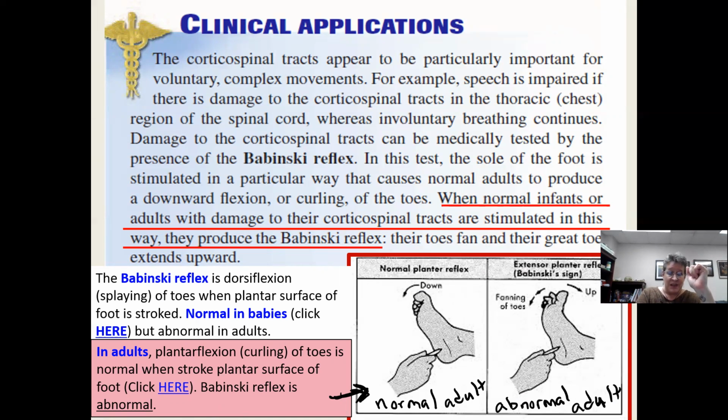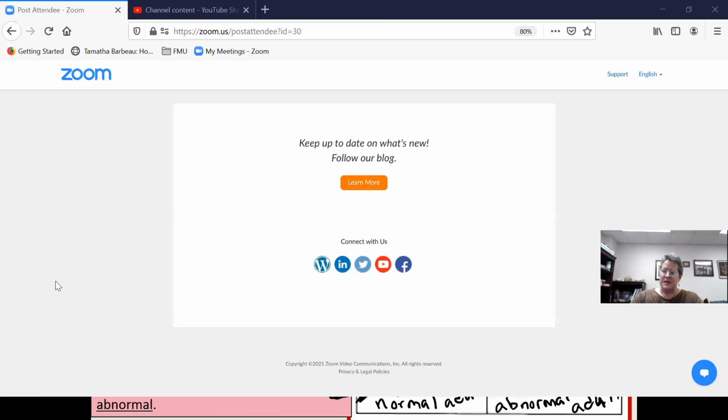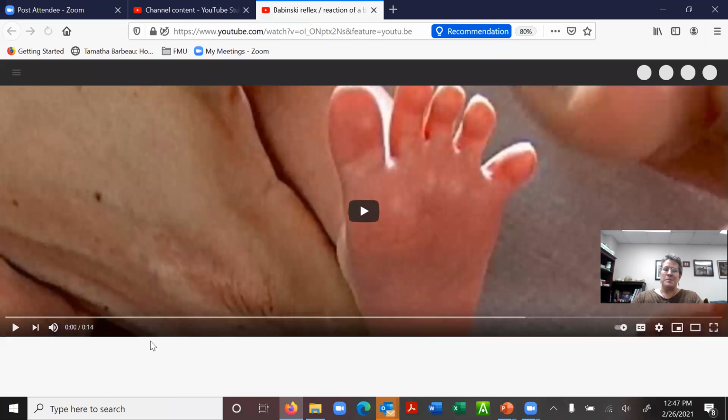In an adult, if you do that same thing, they shouldn't flare their toes up. What will happen if you do it to an adult? They'll curl their toes down, okay? So a normal Babinski reflex for a baby, toes flare up. An abnormal Babinski reflex for a baby is if they curl their toes down. But if you've got an adult, the normal Babinski reflex is to curl their toes down. An abnormal response would be to flare their toes up. That means something's happening to the ascending tract. So let's click here for a little YouTube video on a baby in the Babinski reflex.